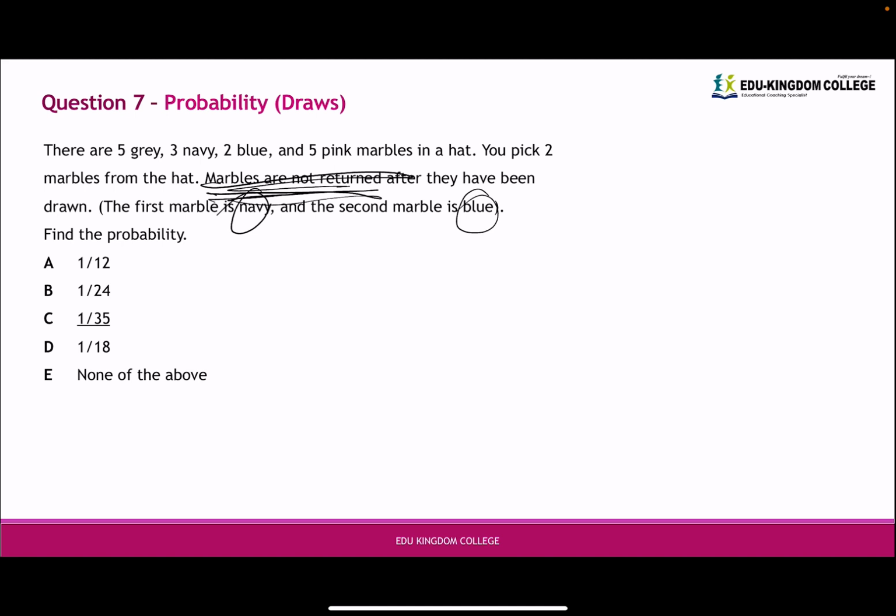So on the first draw, there's going to be 5 plus 3 plus 2 plus 5, so 15 marbles in total, whereas the second draw is going to be 14 because the marble that you picked hasn't been put back. On the first go, the first marble is navy, so there's 3 navy, so it should be 3 out of 15, and the second is blue, so it's going to be 2 out of 14. If you simplify those, it's 1 over 5 times 1 over 7, which should give you 1 over 35.